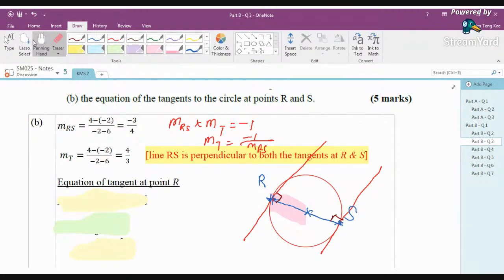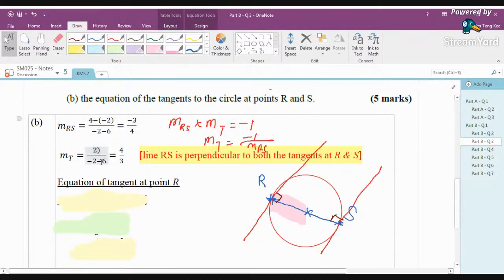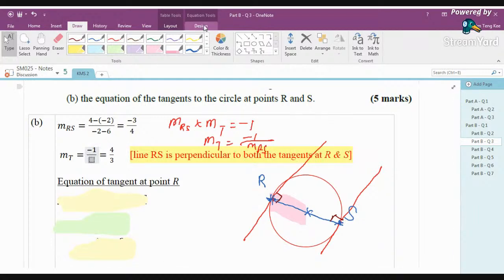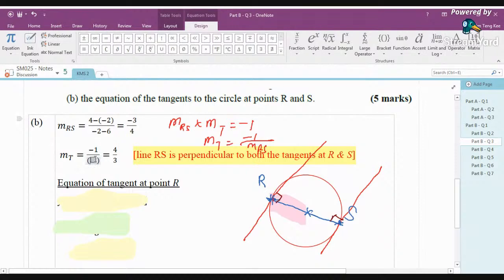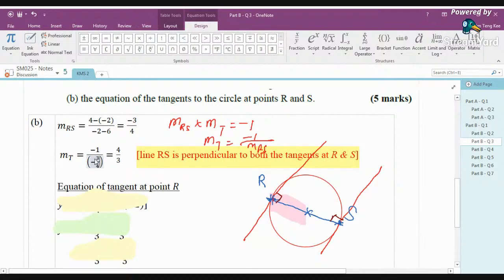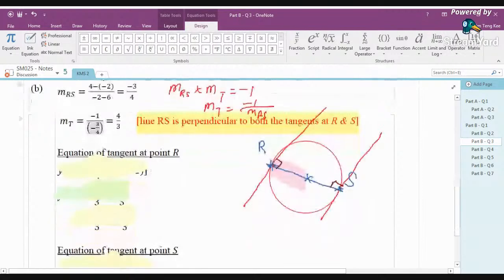Sorry, I think I typed something wrongly here. So I suppose here it will be -1 divided by -3/4. And therefore, it gives me the result of 4/3.